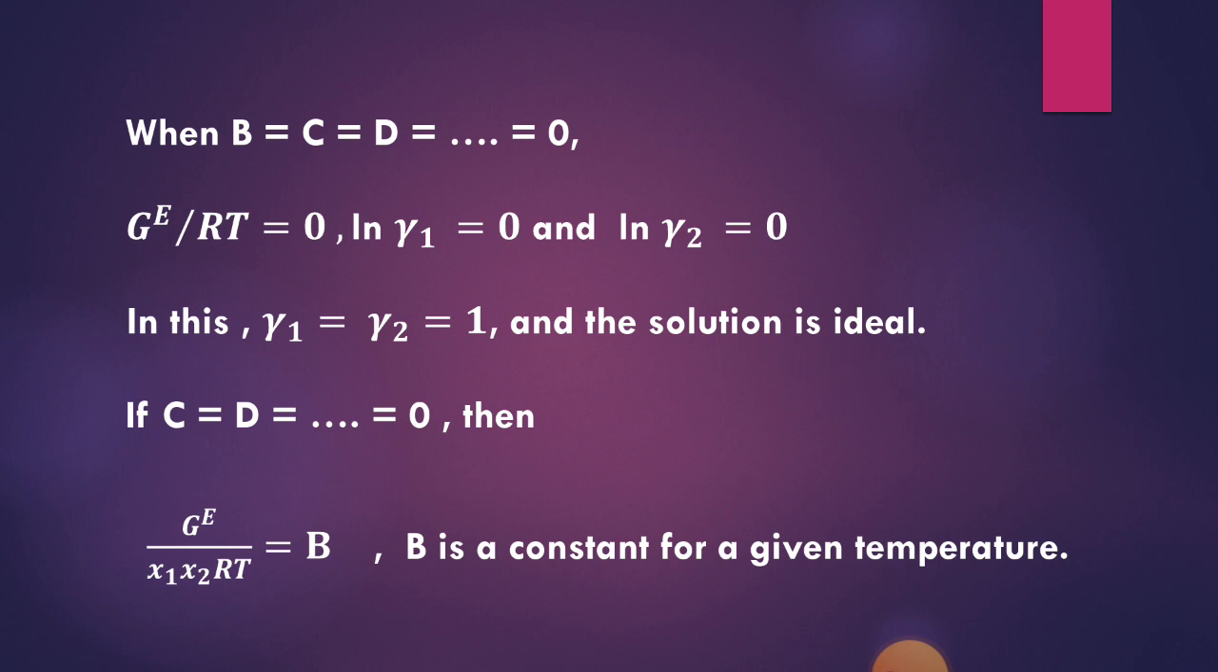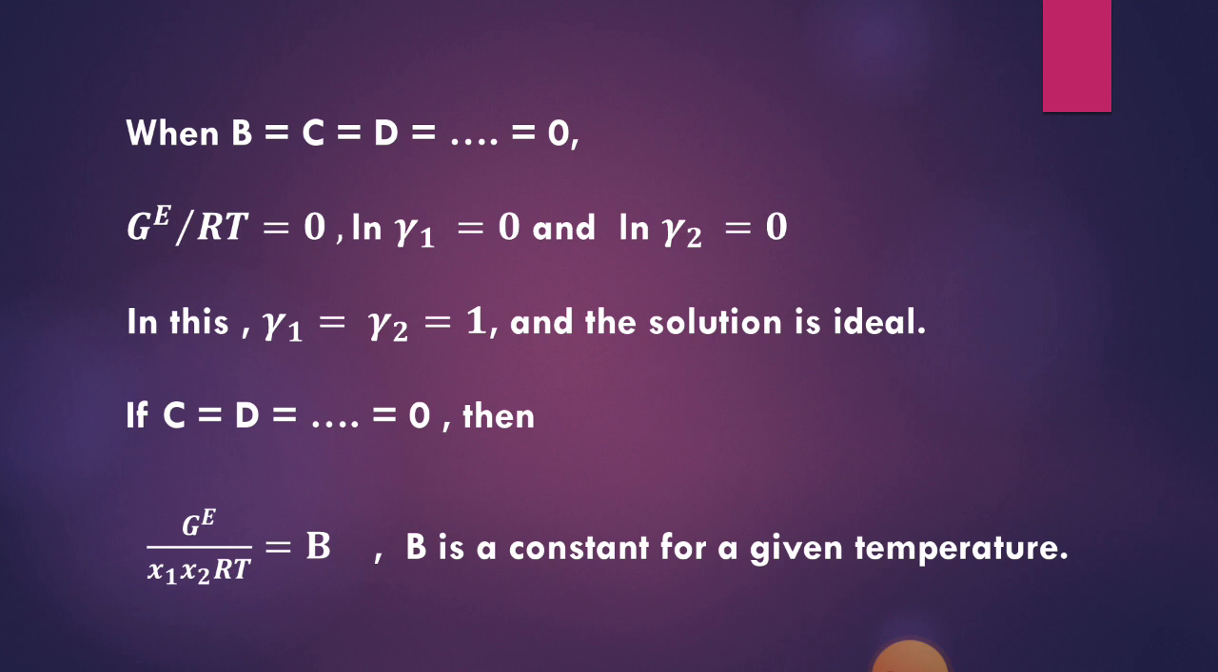When we apply B equal to C equal to D equal to and so on equal to 0, then GE by RT becomes equal to 0. When GE by RT is equal to 0, then according to the previous expression, ln gamma 1 becomes 0 and ln gamma 2 also becomes 0. So gamma 1 is equal to gamma 2 equal to 1 and the solution is ideal. This represents the ideal solution.